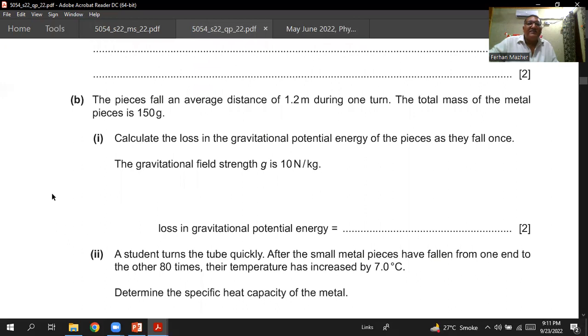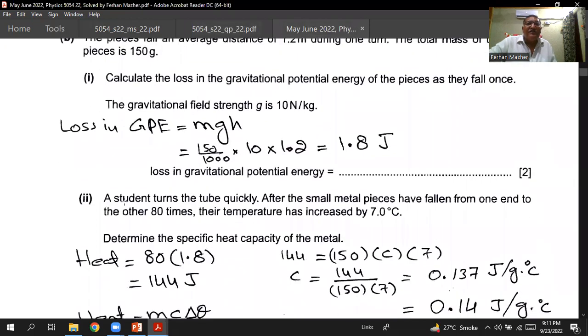So then the next question is that the pieces fall an average distance of 1.2 meter during one turn. The total mass of the metal pieces is 150 gram. Calculate the loss in the gravitational potential energy of the pieces as they fall once. The gravitational field strength g is 10 newtons per kg. The formula for the loss in the gravitational potential energy is mgh, where m is the mass in kg, g is the gravitational field strength, and h is the height from which the body falls. So just put those values in that formula.